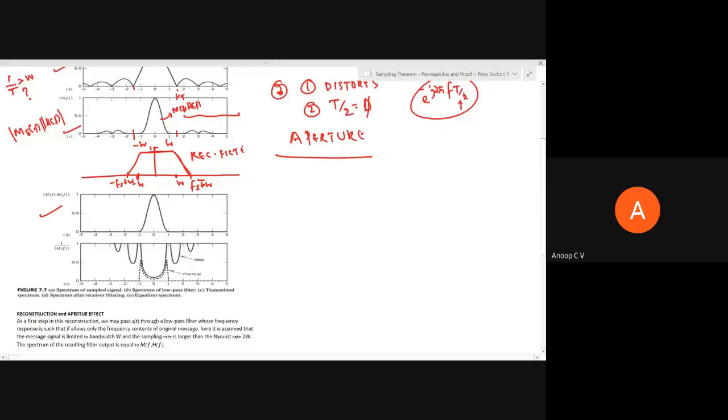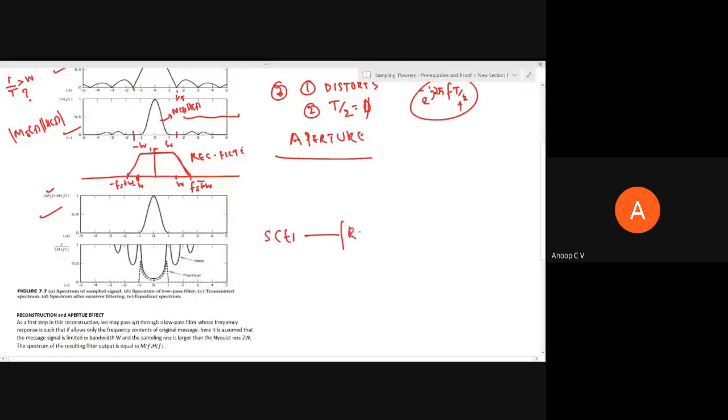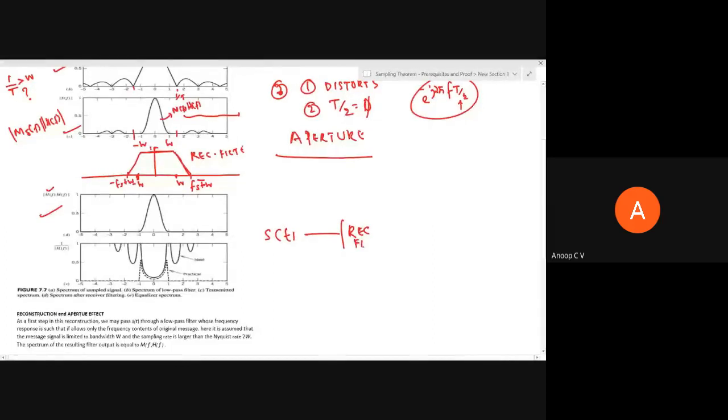So now how to eliminate that aperture effect? This aperture effect is due to what? This factor H of f. Aperture effect is due to this factor H of f. So for reconstruction, if s of t, you are passing it to a reconstruction filter, then you are getting something.